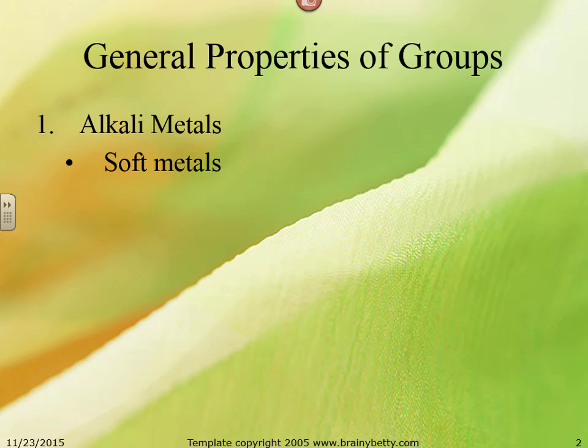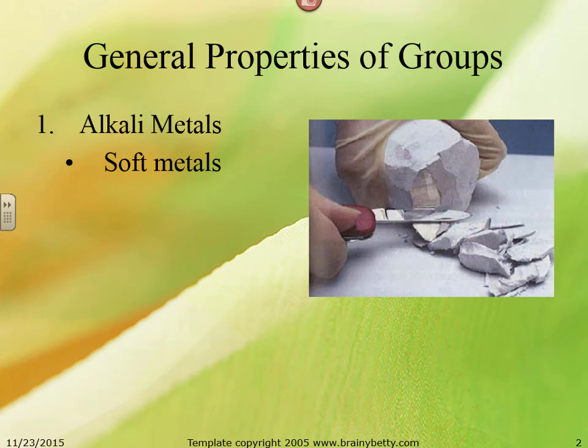Things that these metals are known for. They are very soft. In fact, they can be cut with a knife. And that's something that you don't typically think of when you think of a metal. When we think of metals, we think of things like iron and copper. You can't really cut iron with a knife, especially not with a pocket knife or with a butter knife. These metals in this first column are so soft that you can in fact cut them with a butter knife.